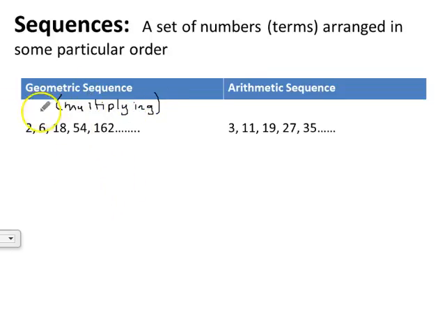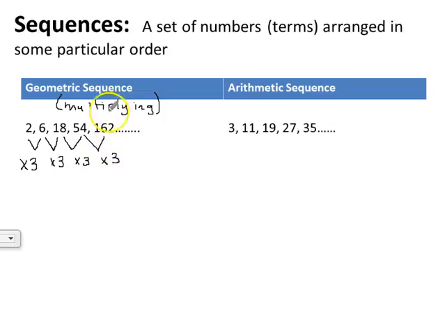What number times 2 gives us 6? It's 3. What times 6 gives us 18? We're multiplying by 3 again. To go from 18 to 54, we would multiply by 3. 54 to 162, you got it, we would multiply by 3.